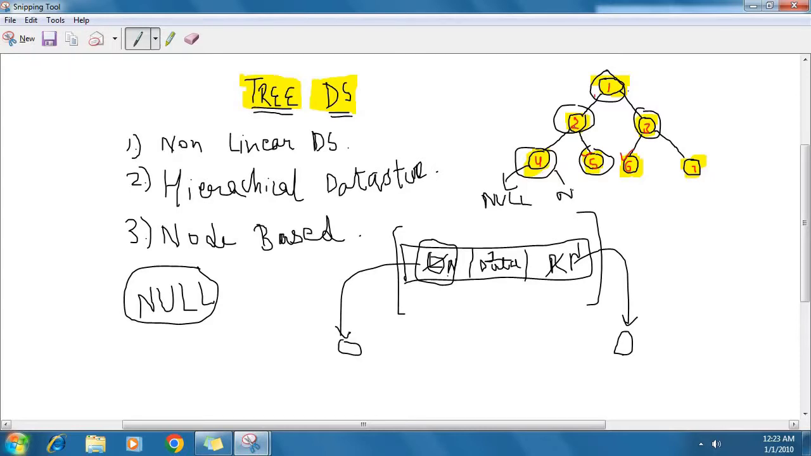Clear? So the node which doesn't have any left child and right child, having both fields as null, that node will be known as a leaf node. This node is known as a leaf node. So this will be a leaf node.